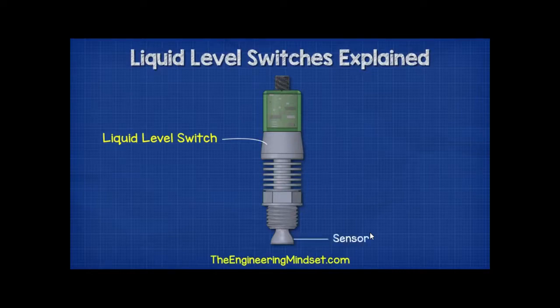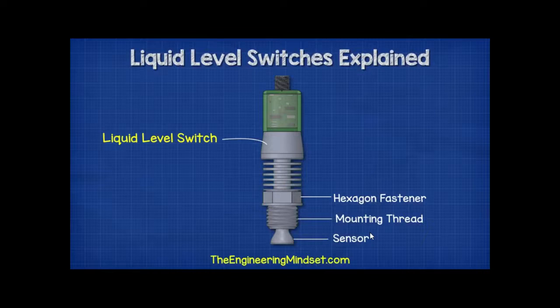At the end of the unit we have a sensor. We'll look at how this part works in detail a little later in this video. But this part is going to be in contact with the refrigerant. Then we have a thread which will allow us to connect the device into the system and seal it in place. There is a hexagon head just above that which we will use to tighten the device into the fitting on our system.